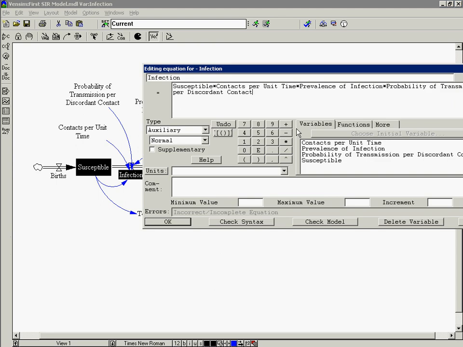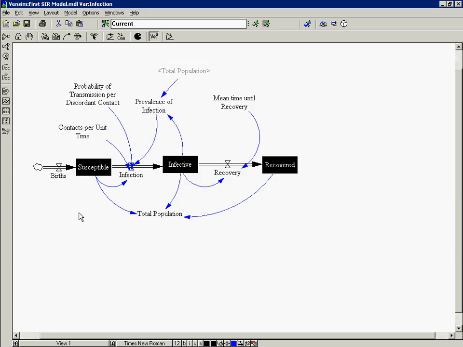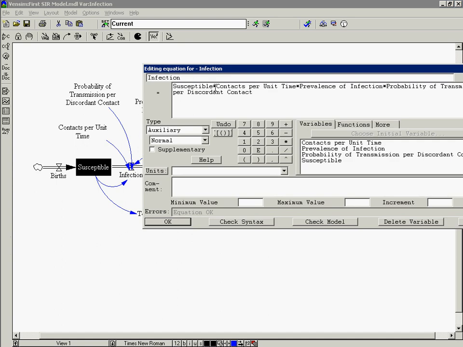But ladies and gentlemen, the software engineer in me cries out against this. Because this means something. This thing here is the force of infection. It needs a name. We should dignify it, ladies and gentlemen, with a name. And what name shall we give it? What better name than force of infection?